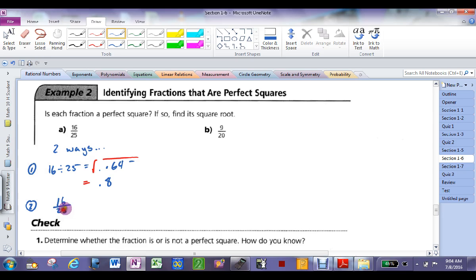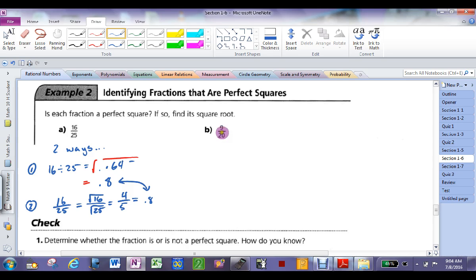16 over 25, and you check the square root of 16 over the square root of 25. Does 16 have a square root? What is it? 4. Does 25 have a square root? What is it? 5. So that's the other way to find a square root. And of course, if you do 4 divided by 5, you get that it is 0.8. And they are the same thing. Picking up what I'm putting down?